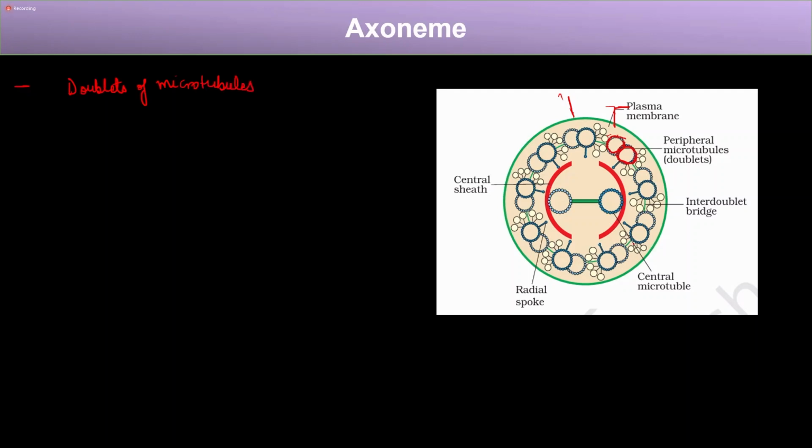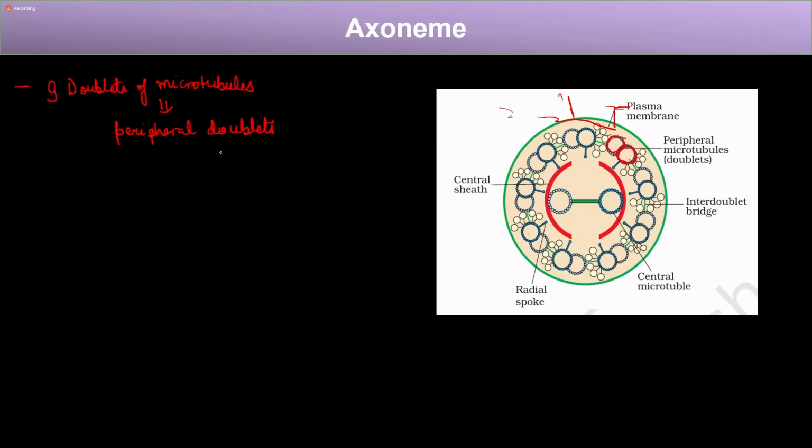And these doublets are present at the periphery, right? They are present at the periphery because this is your cell, and these are present at the periphery. So they are called peripheral doublets. Now, how many doublets are present here? We can see 1, 2, 3, 4, 5, 6, 7, 8, 9. So the axoneme has 9 doublets.